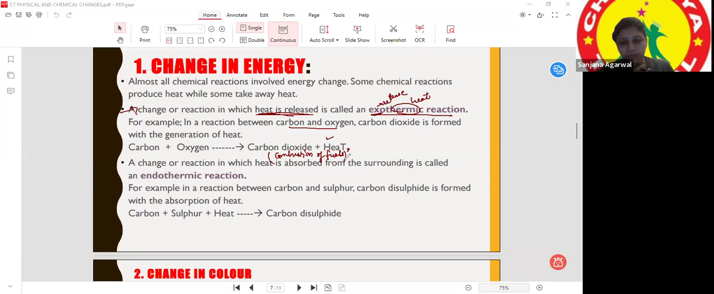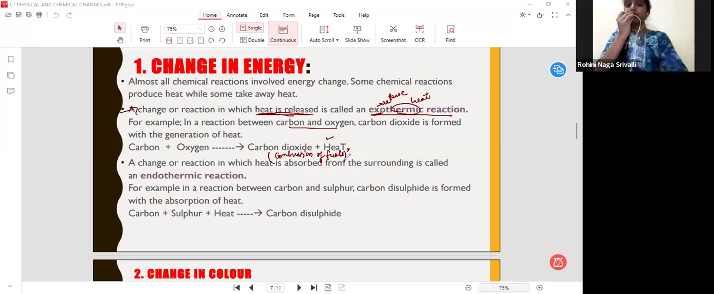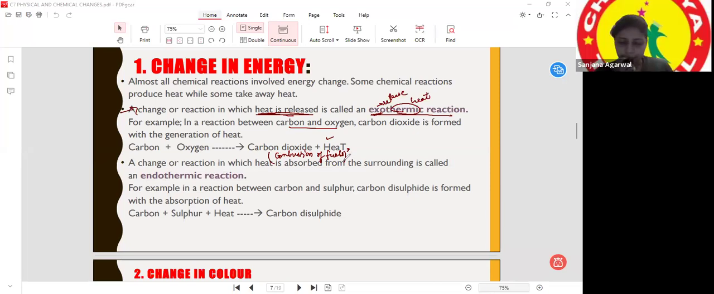Further, can anyone tell any more examples? Think of it. Take your time. Burning of a magnesium ribbon. Correct. It gives off heat. Burning of magnesium ribbon. Great. Other students also.